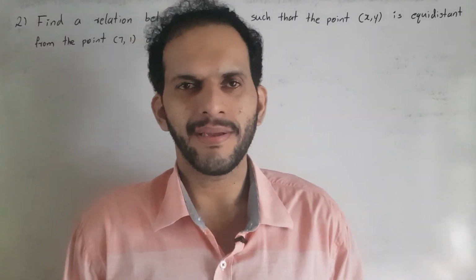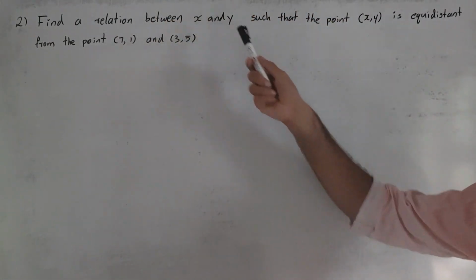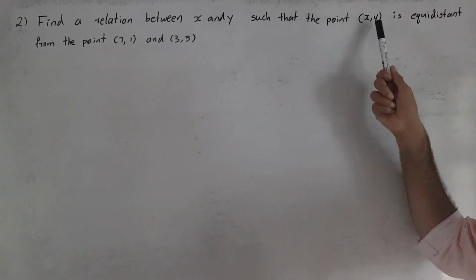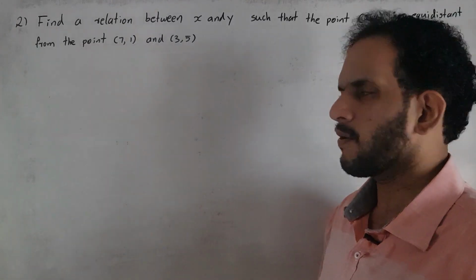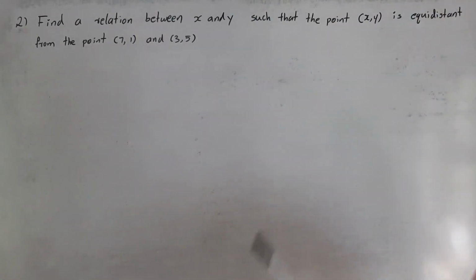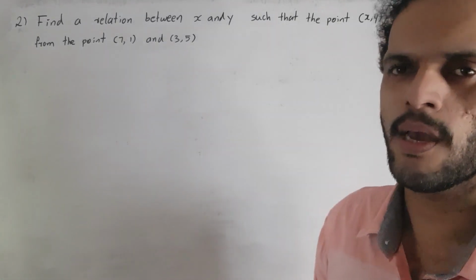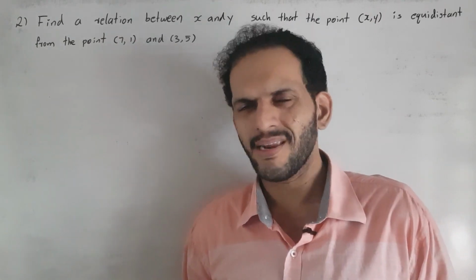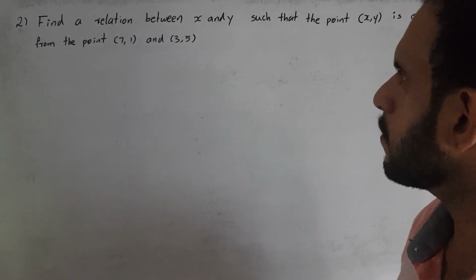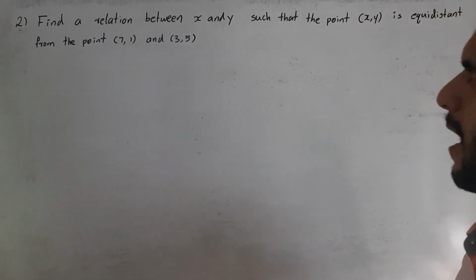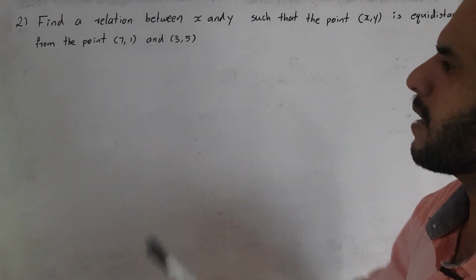Okay, our next question is like this. The question says, find a relation between x and y such that the point xy is equidistant from the points 7, 1 and 3, 5. Okay, the word equidistant is the main word we use in this chapter. Equidistant means equal distance. Okay, then what is the question? The question asks to find a relation between x and y such that the point xy is equidistant from the points 7, 1 and 3, 5.